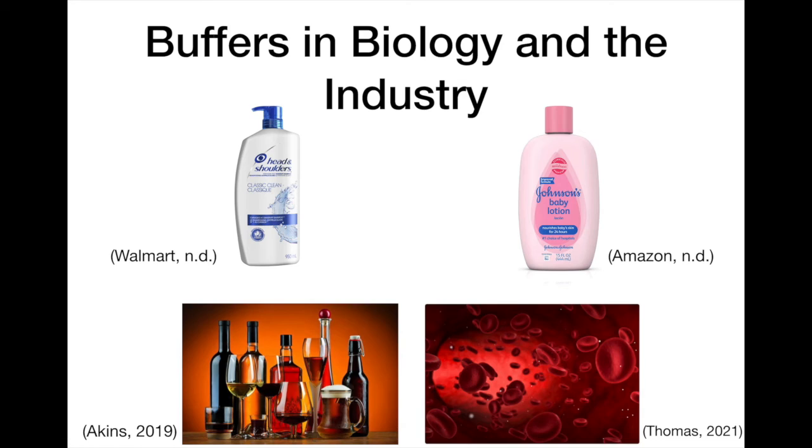Without these systems, many reactions could not be undergone, numerous products could be very damaging to our skin, such as skincare products, some products would not exist, such as alcohol, and we would not be alive today without vital buffers such as that of blood plasma.